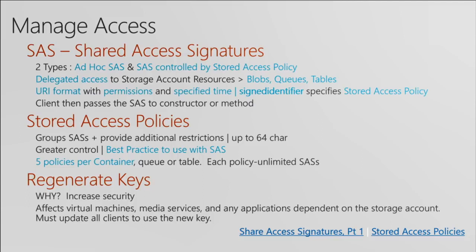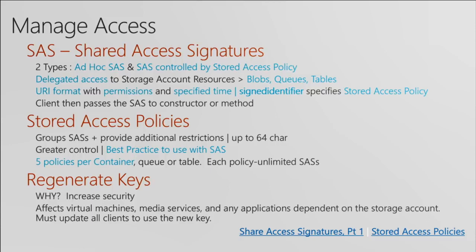So, shared access signatures. There are two types, ad hoc and controlled by these policies. It delegates access to the storage account using the keys, primary and secondary access keys. And it gives you a web address for that account. If you have that shared access signature, you have access to that storage account, which is a good thing if that's what you want, and a bad thing if it's not.